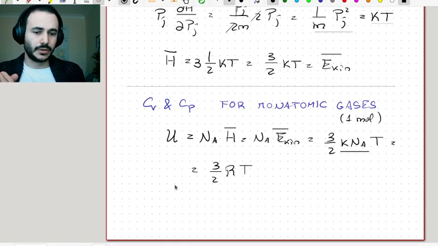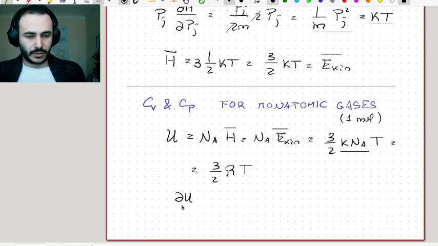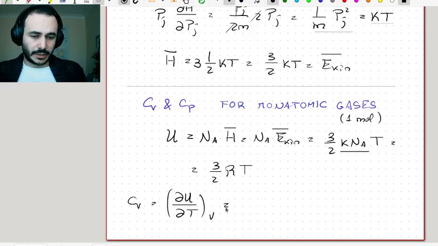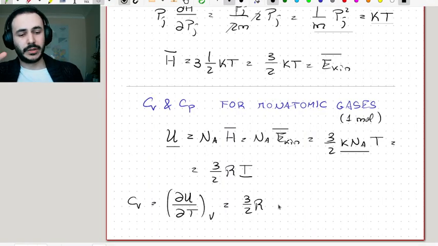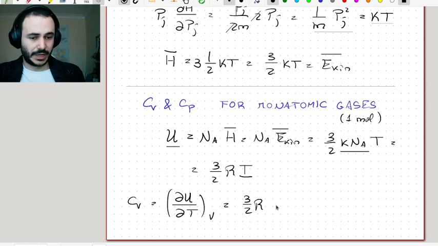Remember also that the partial derivative of the internal energy with respect to temperature at constant volume equals the heat capacity at constant volume, by definition. The internal energy depends only on temperature, again, because it's an ideal gas. So what you find here is that the derivative with respect to temperature is 3/2 of R, which is something, if you remember, we said in the very beginning of the module: the heat capacity at constant volume of a monatomic gas is 3/2 of the gas constant.